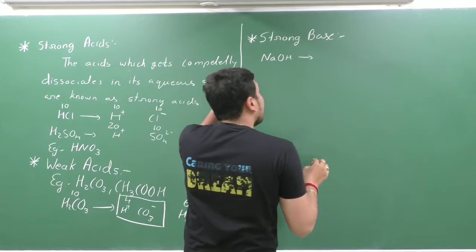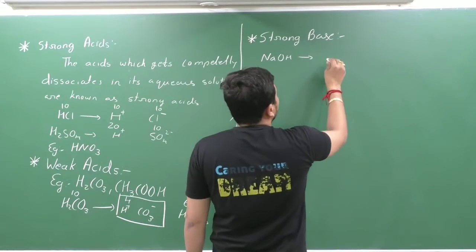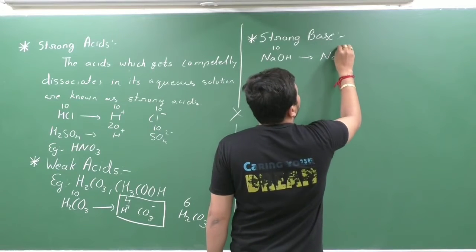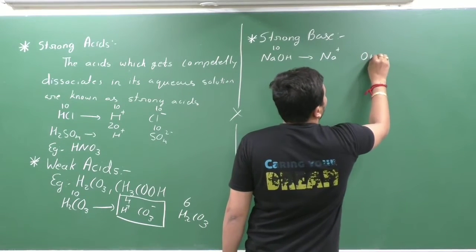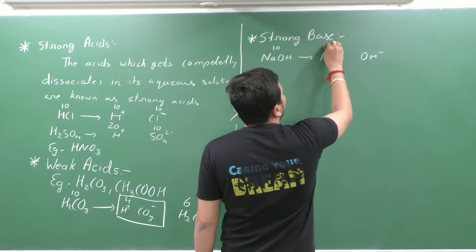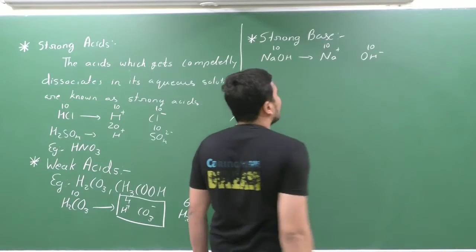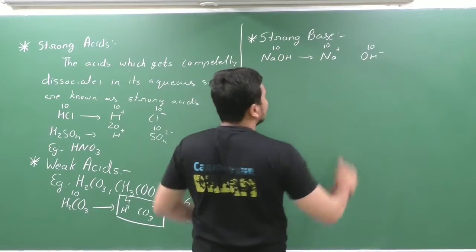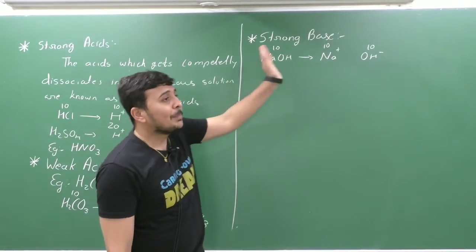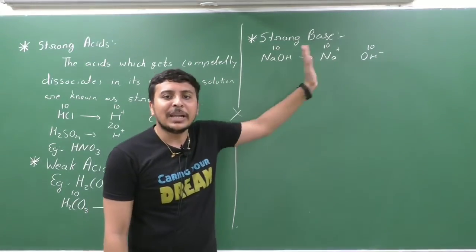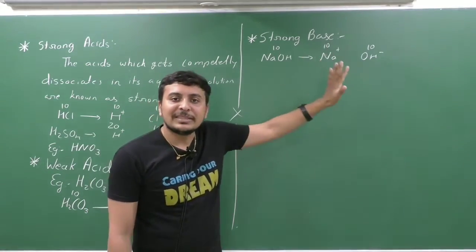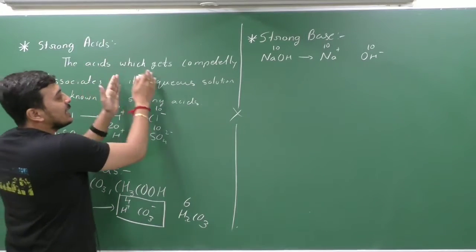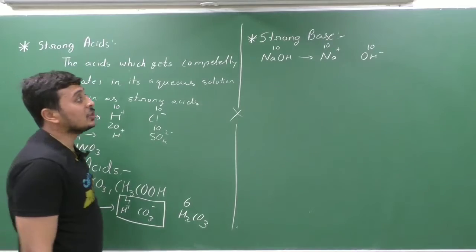If we are adding NaOH into the water, and suppose there are 10 NaOH, then all the 10 NaOH will be converted into Na plus and OH minus. So in the solution we will have 10 Na plus and 10 OH minus, because NaOH is divided into Na plus and OH minus. So it is completely dissociated. The total amount of base has been ionized. So the base which gets completely dissociated is known as a strong base.